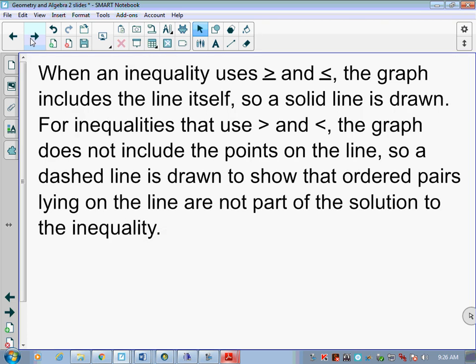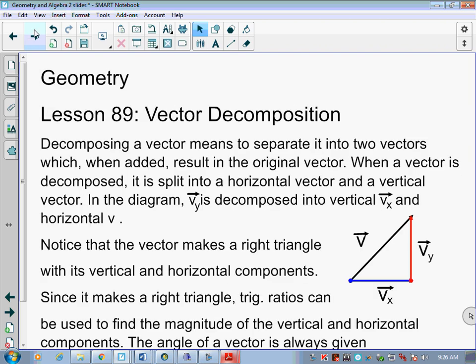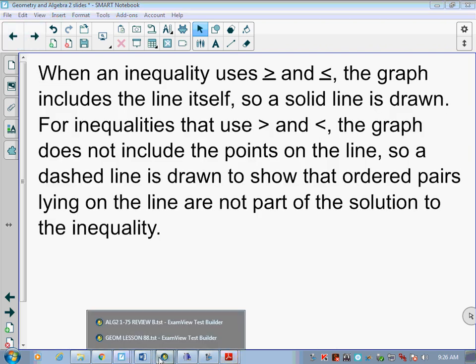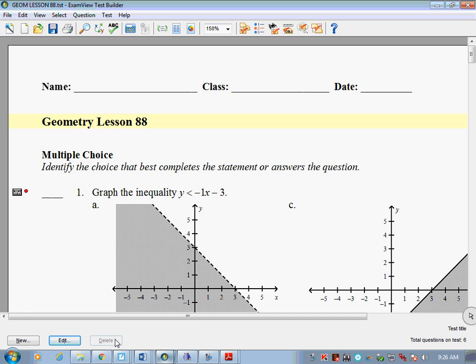When the inequality uses greater than or equal to, less than or equal to, the graph includes the line itself, so the line is solid. For inequalities that use just greater than and less than with no equal sign to it, the graph does not include the points on the line, so we use a dashed line to show that the line is not included with the shaded region. It's not part of the solution. And that's it for that, which means we're going to dive into some questions.